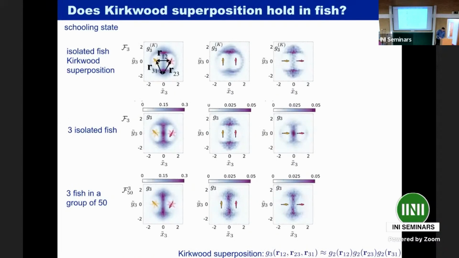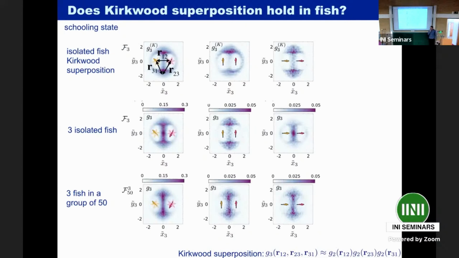Okay. The last thing I want to tell you about is the higher order correlations. I said early on that in passive colloids we can study higher order correlation functions from the real space analysis. One of the simplest is Kirkwood superposition. Kirkwood superposition posits that the three-body spatial correlation function is the product of the three pair correlation functions. So one might want to inquire, does this hold in the fish?